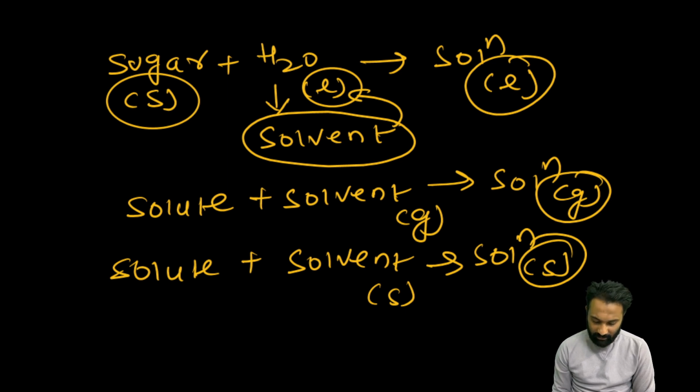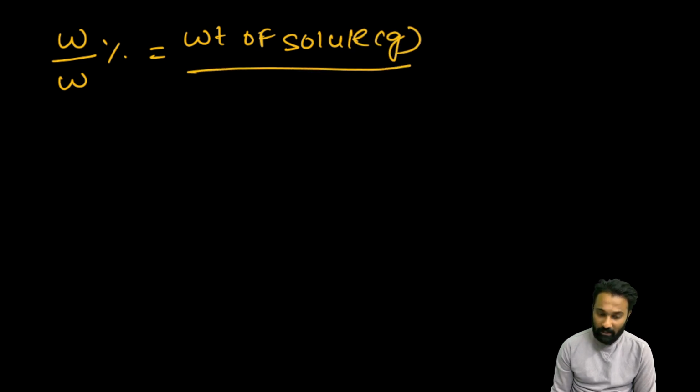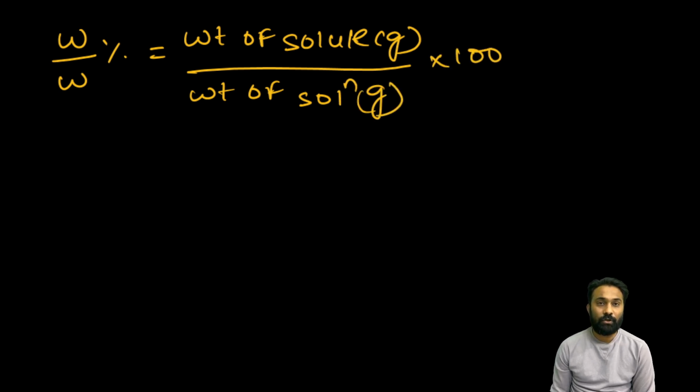Done. Then next we have studied the concentration terms, right? What are the concentration terms we have studied? One is weight by weight percentage and volume by volume percentage. Now the first concentration term we have studied, weight by weight percentage. What is the weight by weight percentage? Weight of solute in grams by weight of solution in grams into 100.